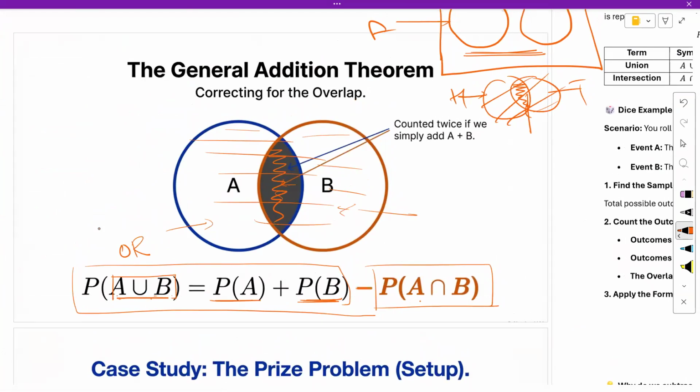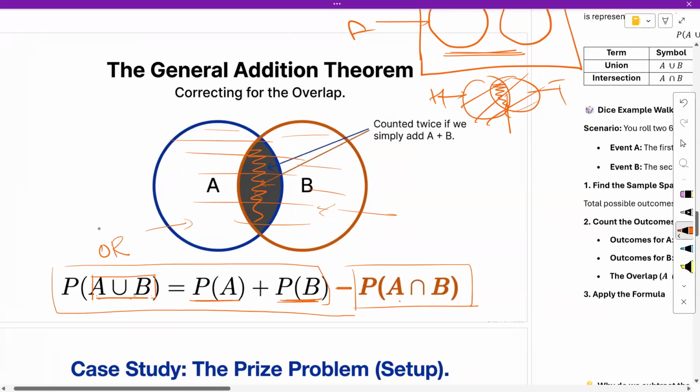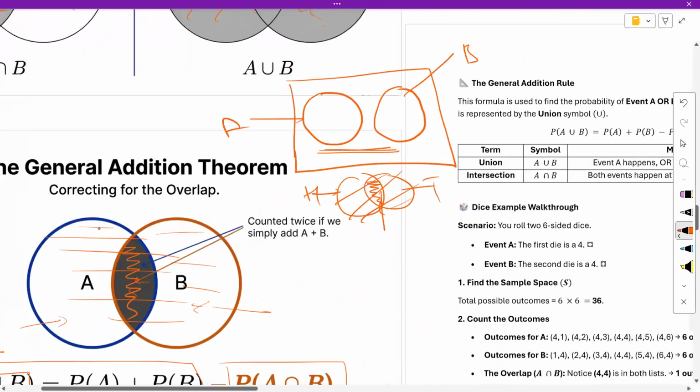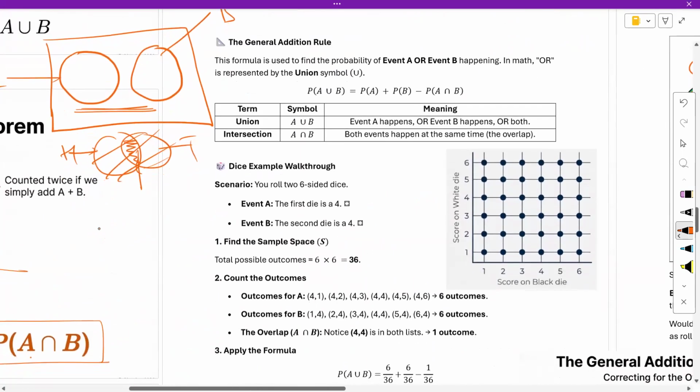Is it clear? Or do you want an explanation with a numerical example? Let us try to understand using an example. Here, an example is given. The formula is used to find the probability of event A or event B happening. In maths, we use OR, which represents union, represented by the union symbol.